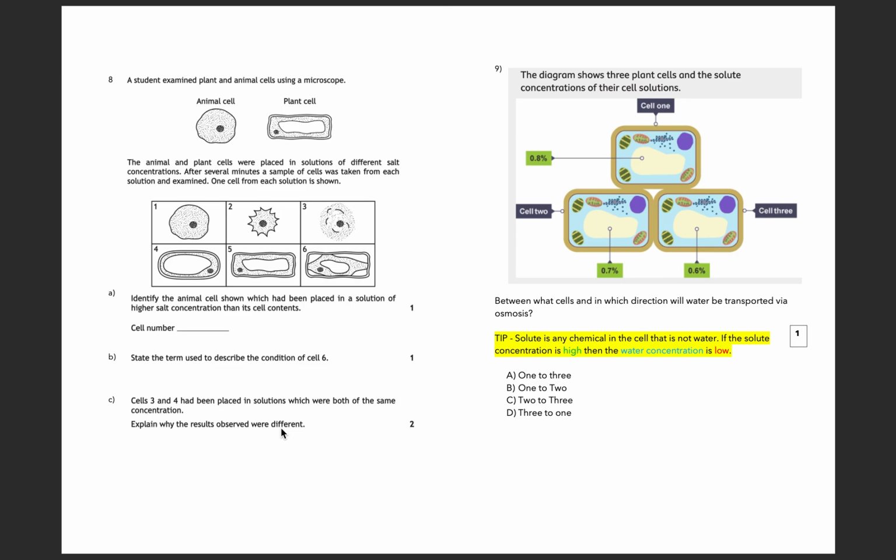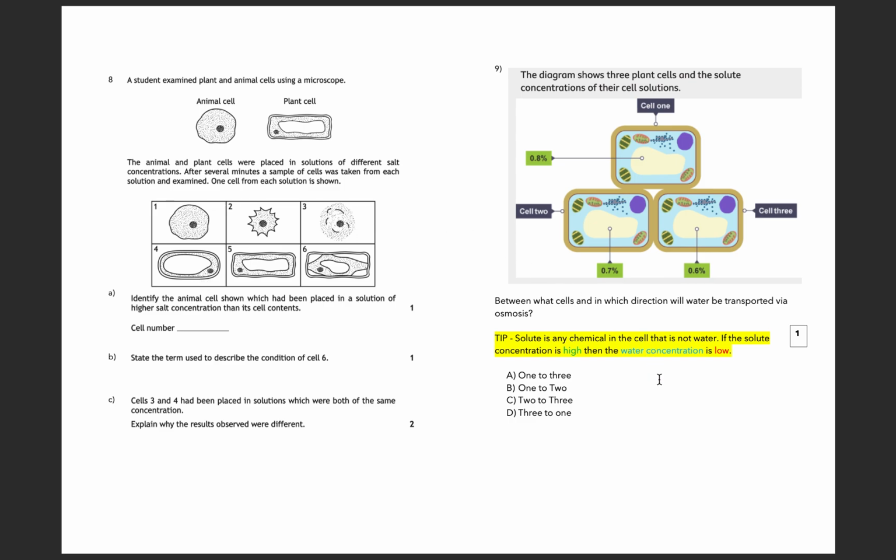For C, cells 3 and 4 have been placed in solutions with the same concentration. Explain why the results observed were different. 3 and 4 needed to connect it. One was an animal cell, one was a plant cell, and you should have said that the plant cell contains a cell wall, whereas the animal cell does not contain a cell wall, and this structure prevents the cell from bursting when water enters.